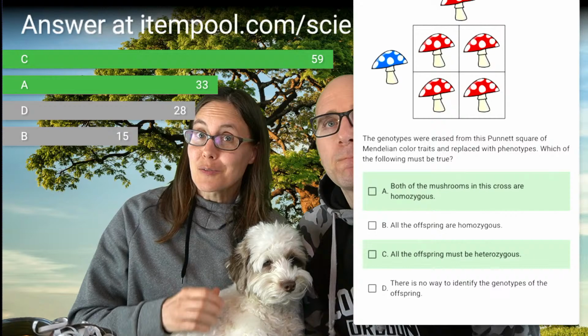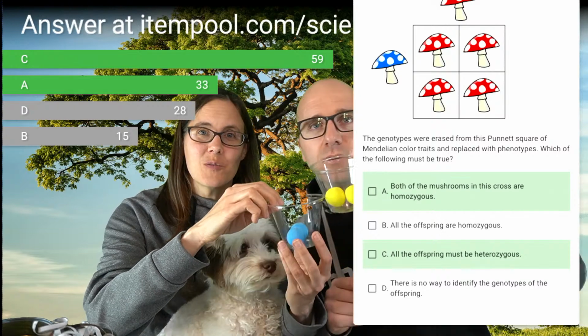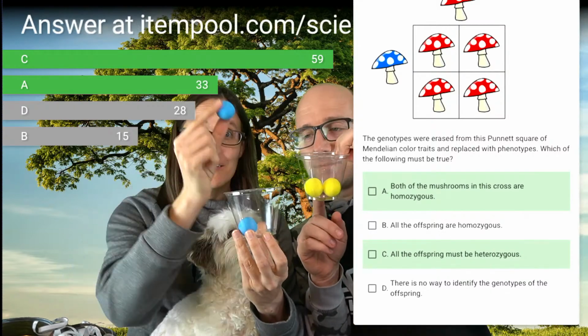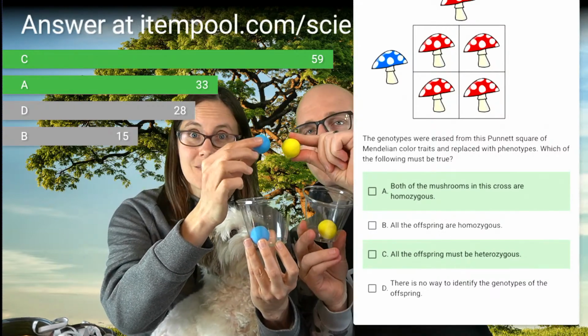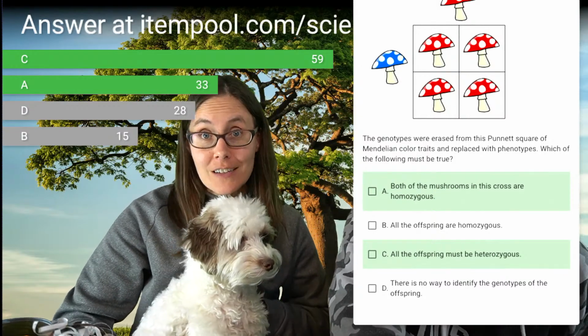Which means that all the offspring are going to be heterozygous. Ooh, because that's right, because if you cross blue and yellow, or pretend like those are red for the mushroom. Yep. We're going to get, they're all going to be mixed. One of each. All right, now it's time for the hardest question.